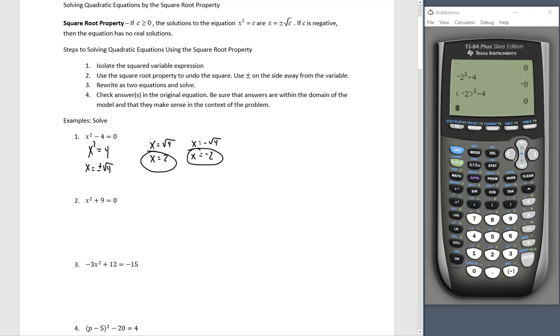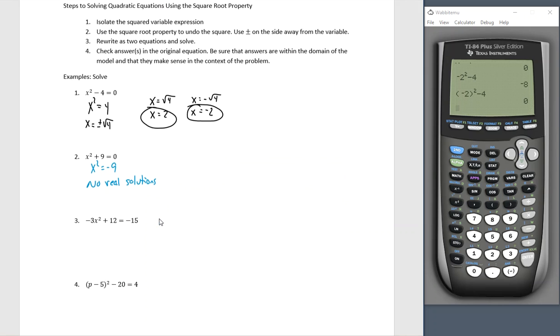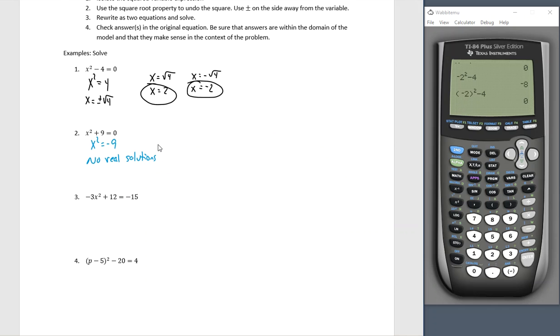All right. Yeah, that got me confused too. All right, so first step, isolate the squared part. Second step, if c is negative, negative 9, the equation has no real solutions. We will talk about that by the end of the semester, but for now, no real solutions.